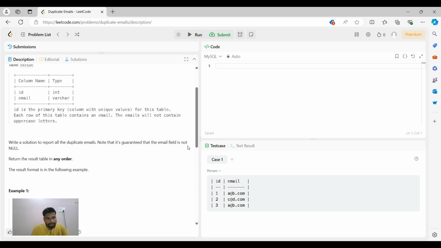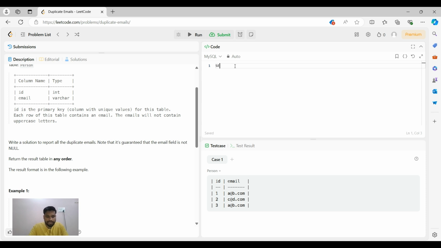What I'm planning is that I think we can solve this question using two approaches. One is we can use group by and having clause together to solve this question. Next is we can use window functions again to filter out the duplicate emails. Let's see how we can solve this.